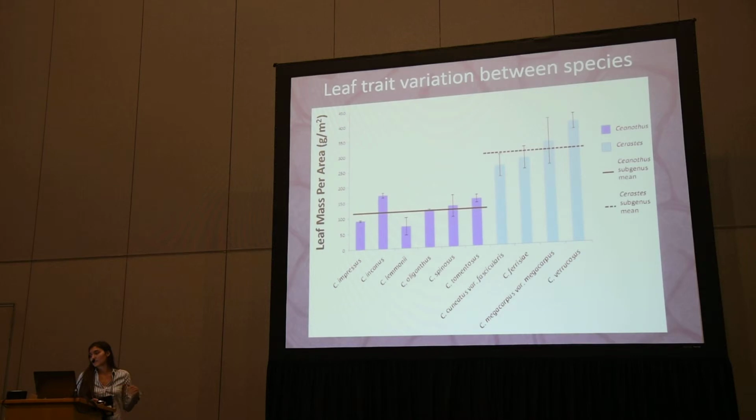And the lines here represent the subgenus averages. So this kind of supports what I hypothesized, that species found in drier places might have smaller and thicker leaves, and the Cerastes species do tend to be found in more arid climates. But it's also kind of interesting to note that there's a strong morphological divergence between the two subgenera.